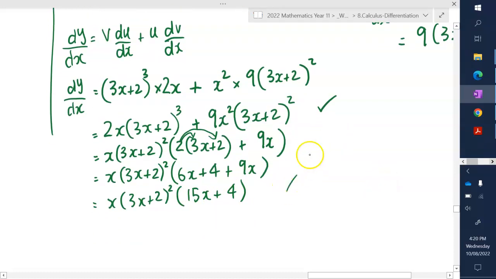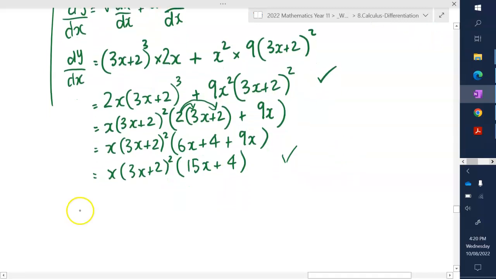If you have a look, there's nothing common that I could take out of anything else there to help us out. The third part was finding when our derivative was equal to 0. So we wanted to find when dy dx was equal to 0. So let's set this part, which is our dy dx, equal to 0.